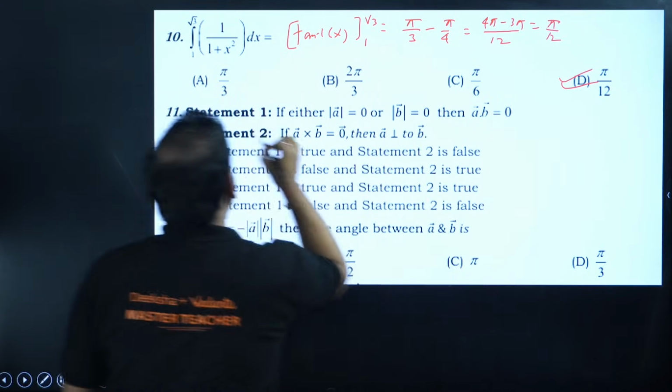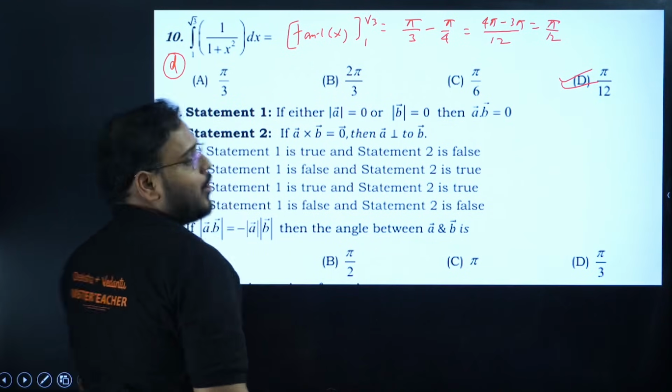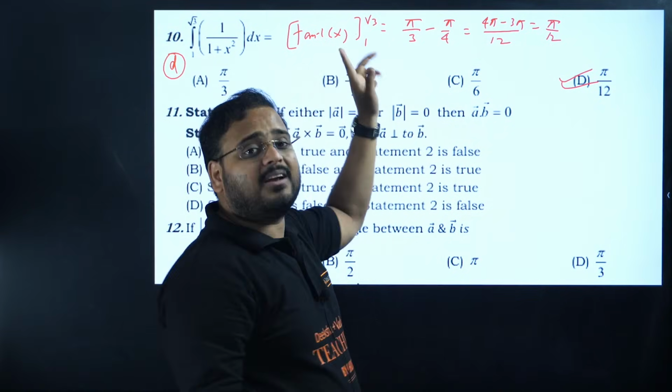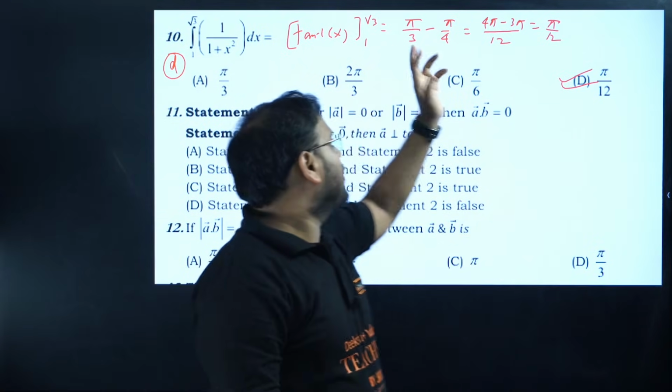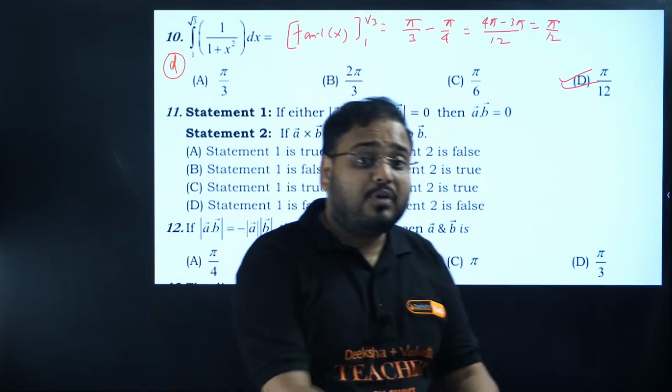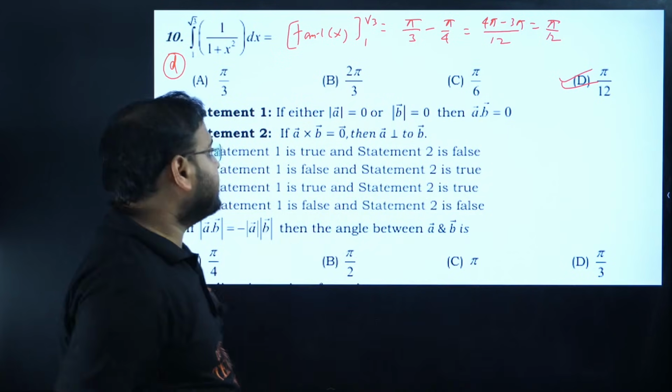Option D is correct. Question number 10. How do you do it? Tan inverse of root 3, if you put, you'll get the value as 60 degrees, so pi by 3. Over here, if you put tan inverse of 1, you'll get pi by 4. Difference of that is pi by 12. Option D is the right answer.